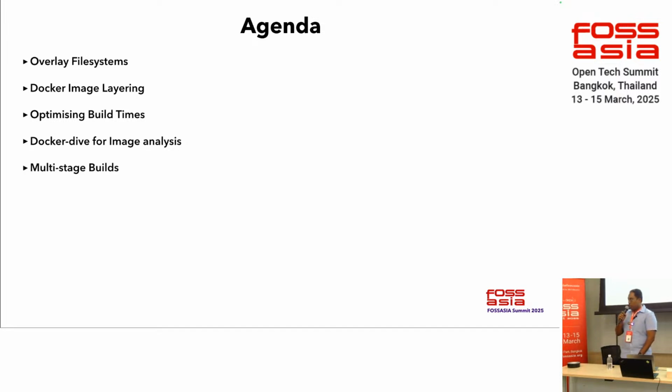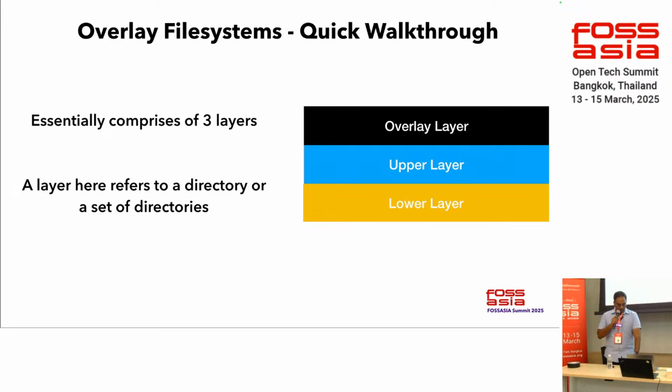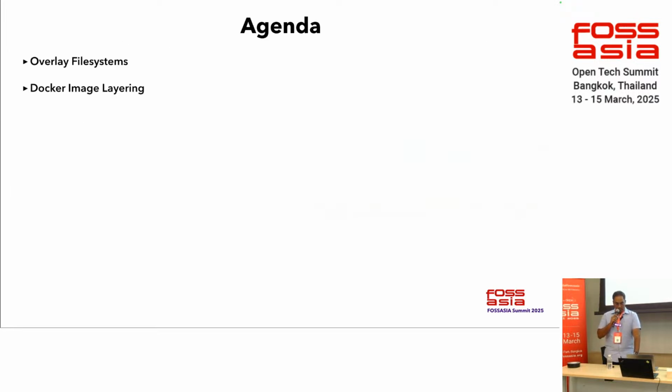We look at a very important concept called multi-stage builds, a very good technique that will help you reduce your Docker image sizes by up to 80%. Then we look at a concept called line buddies. We look at another important tool called Docker Squash, that helps you reduce your Docker image sizes by inspecting the image to see if you can optimize further, adding some lines together in your Dockerfile, and optimizing it better. We look at another concept called lazy pulling.